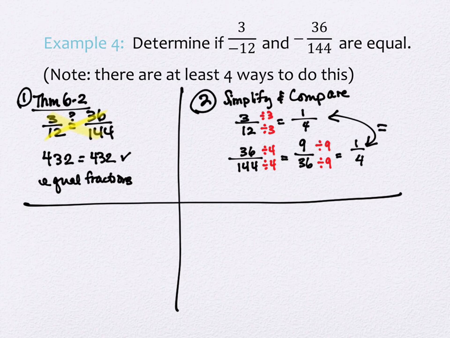So that means the original fractions were equal as well. That's kind of the approach, in a backwards kind of way, that I used with 3 over 6 just a minute ago. 3 over 6 reduces to 1 over 2, just like 7 over 14 reduces to 1 over 2. They both reduce to the same thing, so they have to be the same value. Okay, so these are equal fractions.